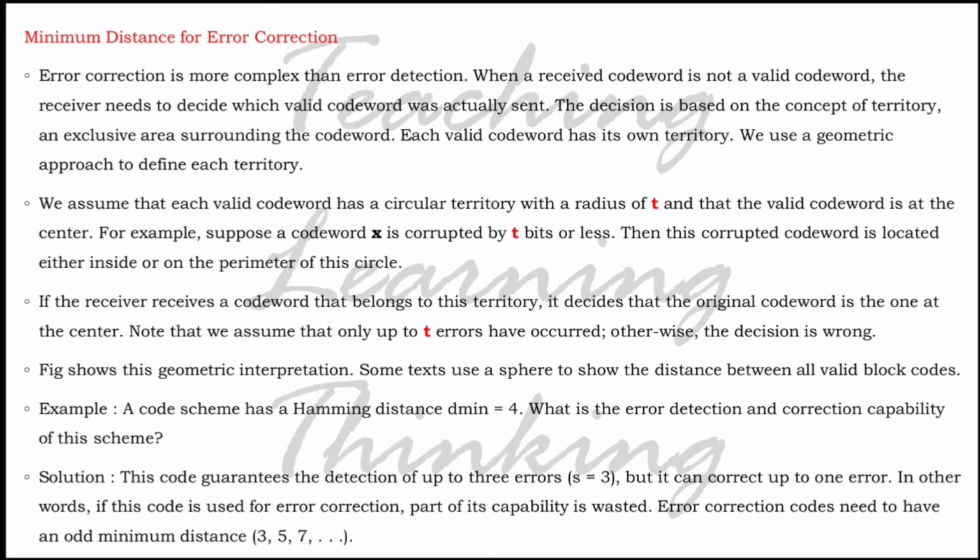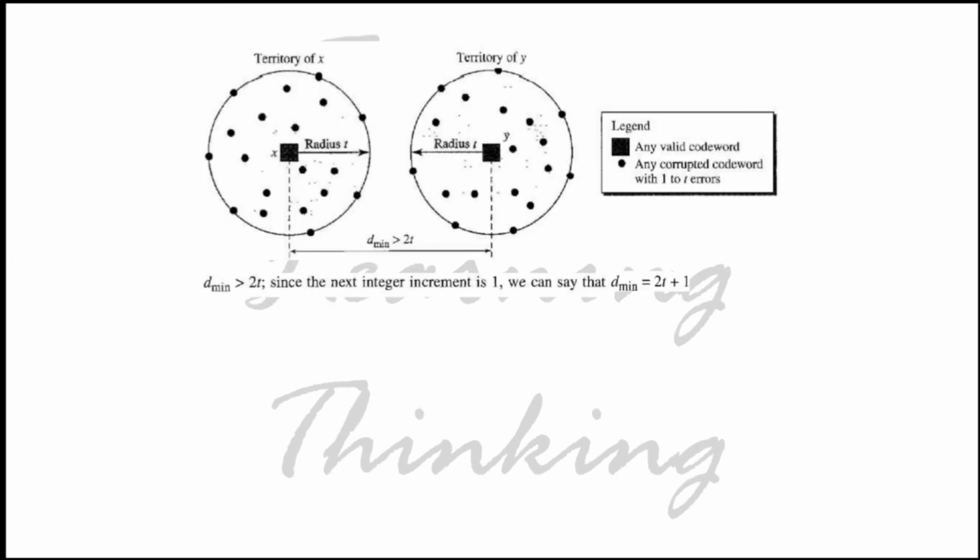It is shown like this. Territory x and territory y, the center x square is the valid code word, and dmin is greater than 2t, and since the next integer increment is 1, we can say that dmin equals 2t plus 1. That's why we are saying the Hamming distance should be an odd number: 3, 5, 7, like that.